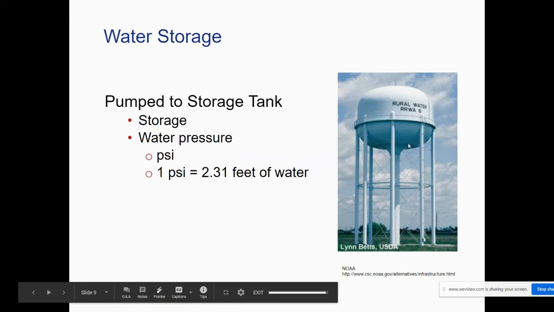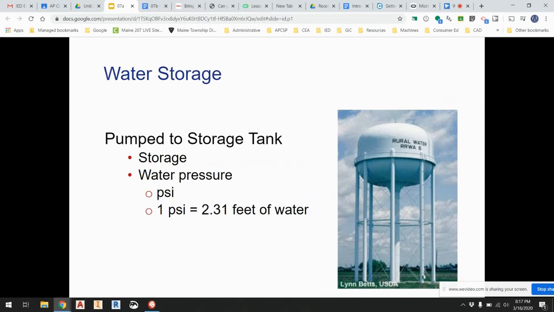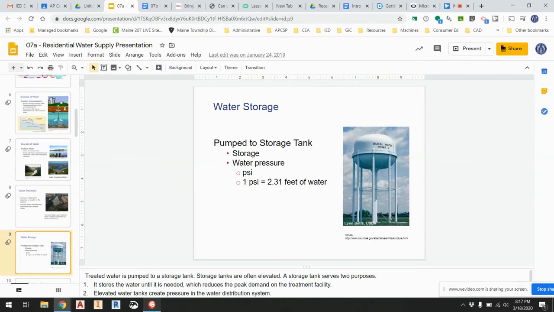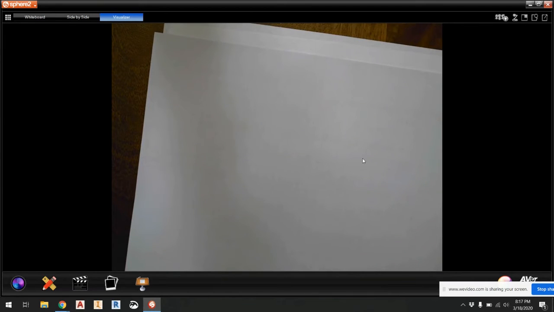where you see these big towers around here. And this is a big number here: 1 psi of water equals 2.31 feet of water. So we're going to talk about where that comes from, or how that works. We're going to switch over here temporarily to understand what that means.